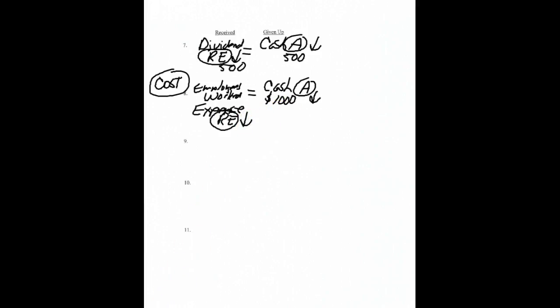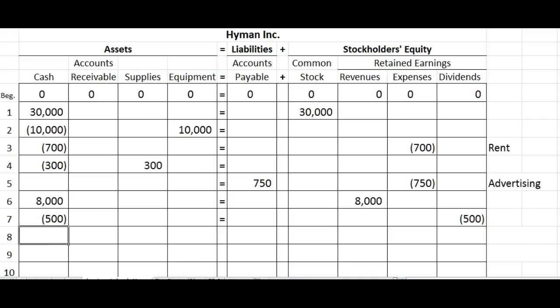Let's go to our horizontal model. So on 8, we've got cash going out, in exchange for an expense, and we will call that expense salary expense. I believe in Wiley Plus it'll be salary and wage expense. So those equal negative, minus 1,000 equals minus 1,000.